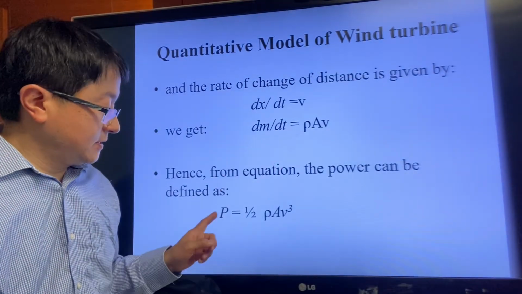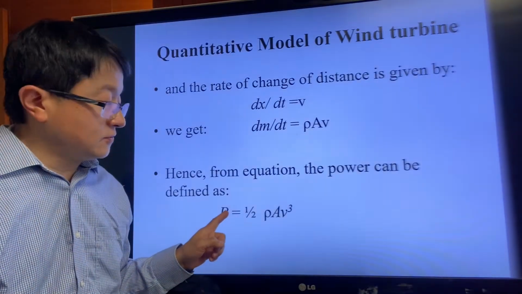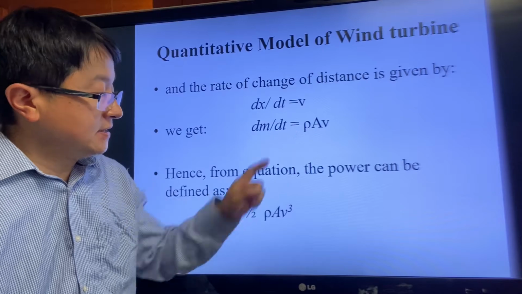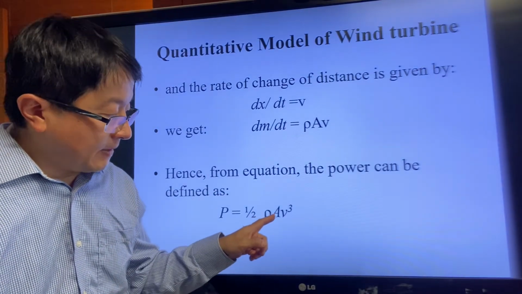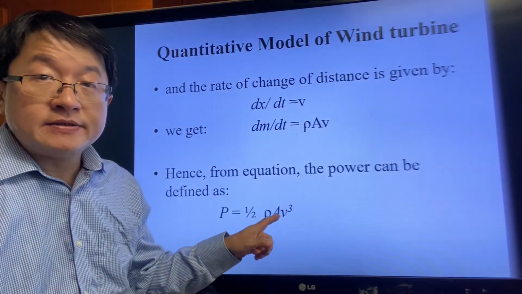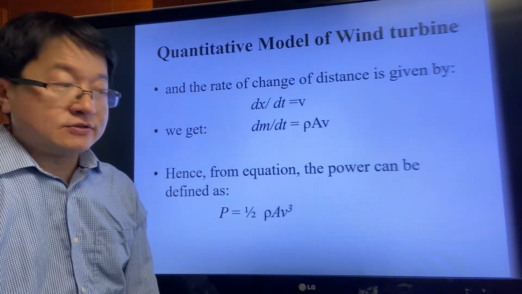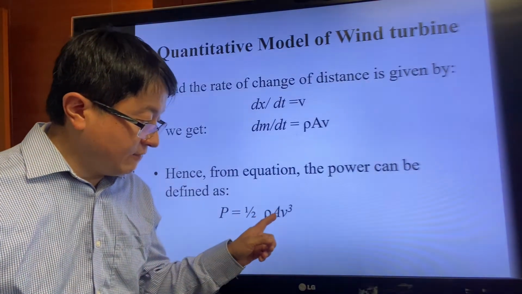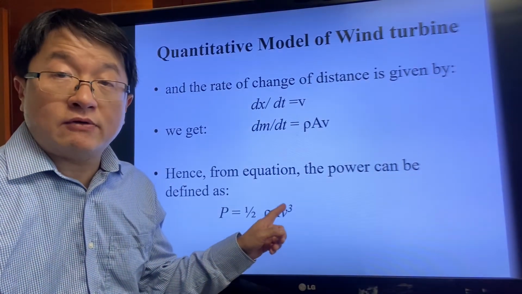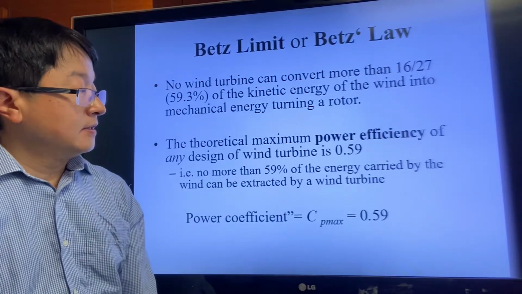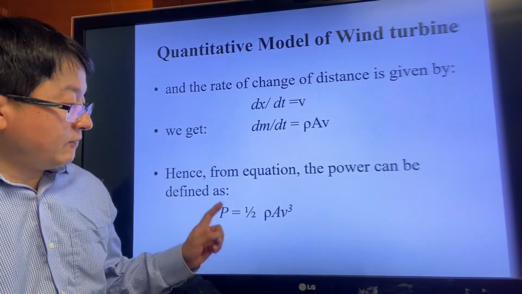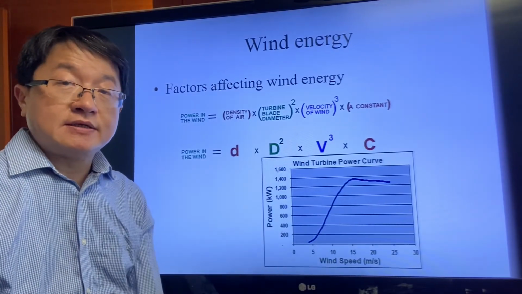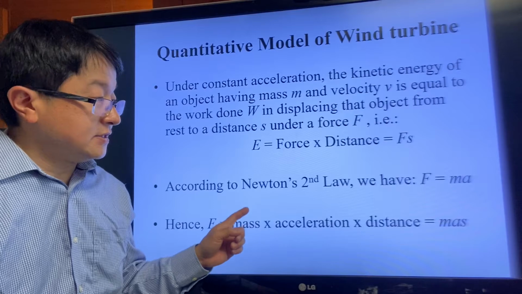So power is equal to half mv squared, right? m now is given by this: density multiplied by area multiplied by v, and then another v squared. So we will have power equal to half density, area, multiplied by the velocity to the power 3. So that's why we have these equations. Compared with the equations that we can find from experience, these two equations are consistent.